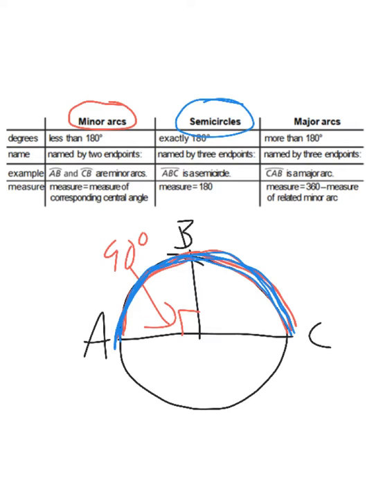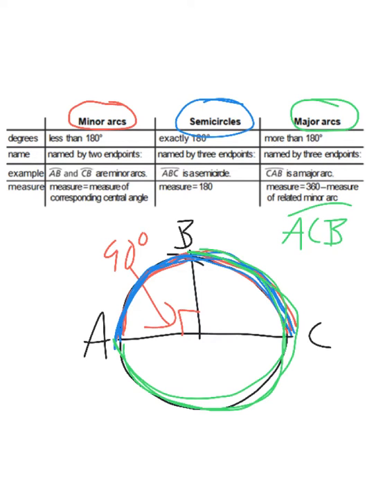The last type of arc we're going to be talking about is a major arc. Major arcs are more than 180 degrees, and we're still going to name them using three endpoints. So for our example, CAB is a major arc. And how we're going to find that measure is we're going to take 360 degrees minus whatever the minor arc is that's left in the circle. So in our example here, if I go ACB, right here, that's a major arc. And to find that, if I know that this is a 90-degree angle, I can take 360 minus 90 and find that it's a 270-degree angle.